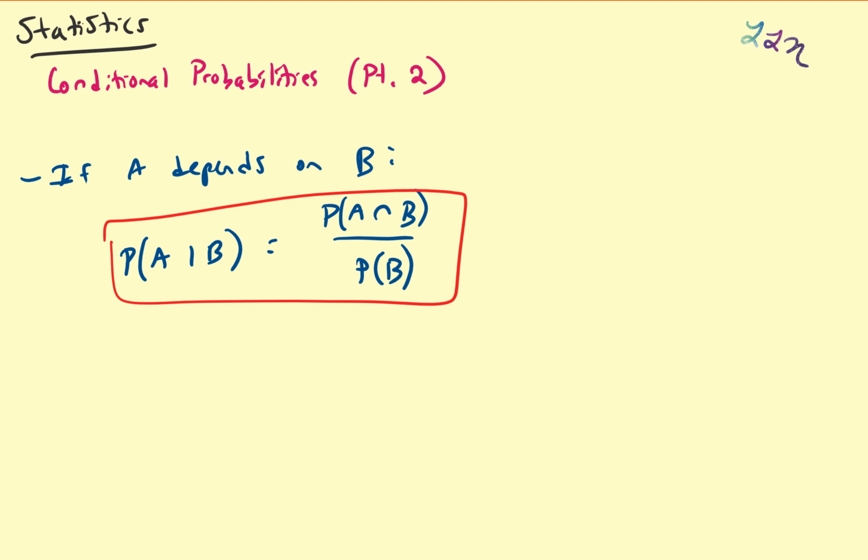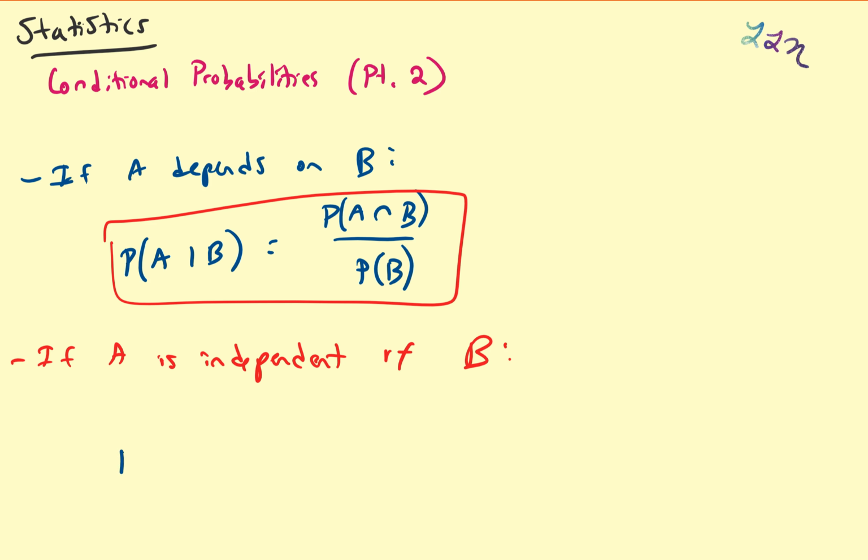So let us assume that A does not depend on B. So if A is independent of B, and remember, there were two special types of probability events, namely those that are mutually exclusive and those that are independent. So this is going to give you a mathematical way to test whether two events are independent or not. So if two events are independent, then what will we get in return? The probability of A given B is equal to what?